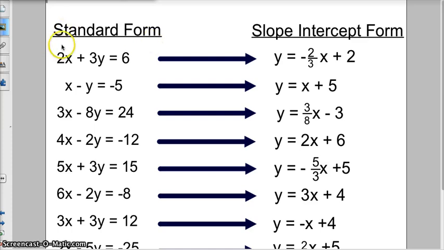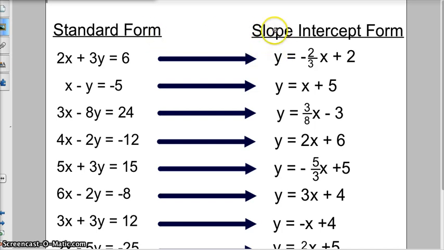form. If you notice, we have a number with an x, so we have the x term, then we have a plus or minus sign, then we have the y term, so a number in y, then equals, and then another number. That is all standard form. And by the end of this video, you're going to know how to transform standard form into slope-intercept form, which is over here.